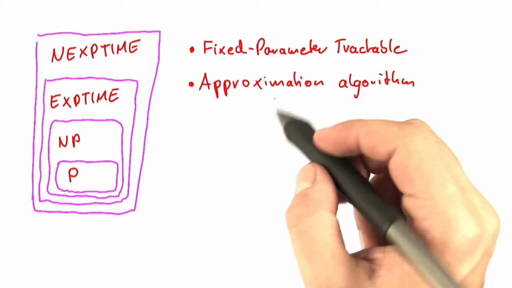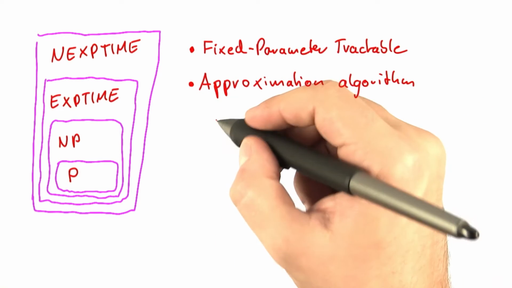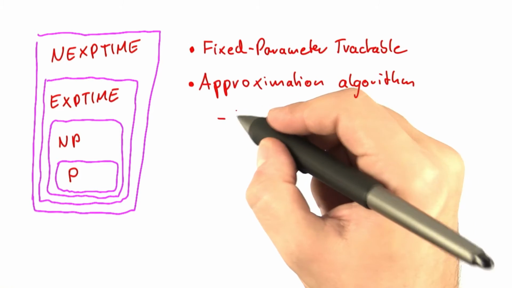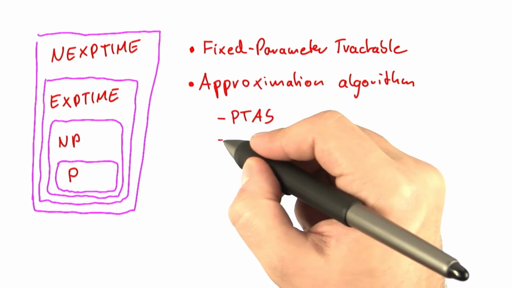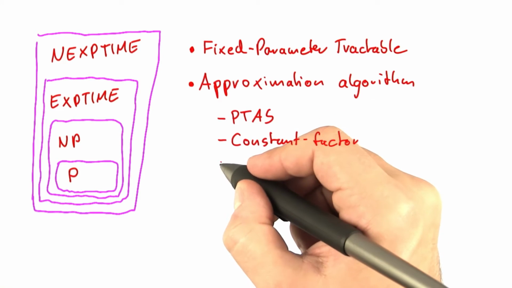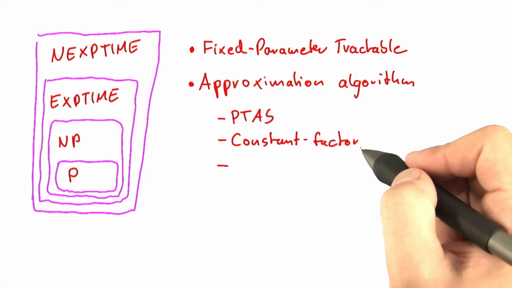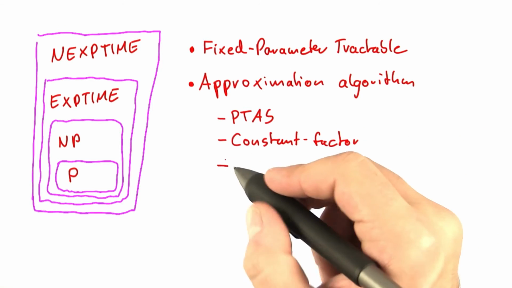Then we looked at problems for which there are or are not approximation algorithms. So we had problems for which there was a PTAS. We had some problems for which there was a constant factor approximation. And we also mentioned that there are problems such as clique and independent set, for which there's no constant factor approximation unless P equals NP.